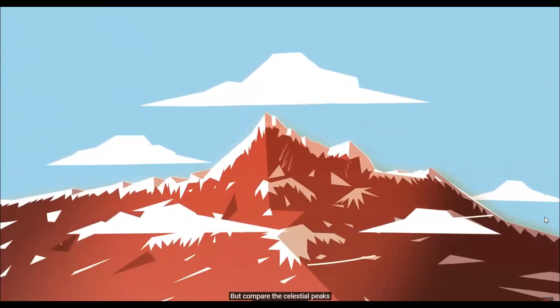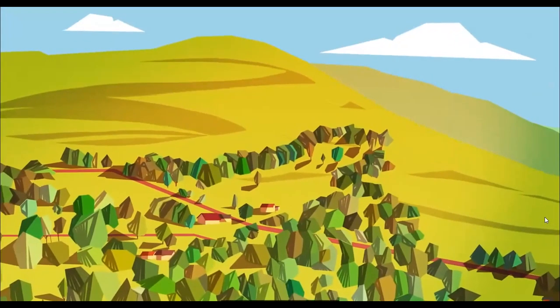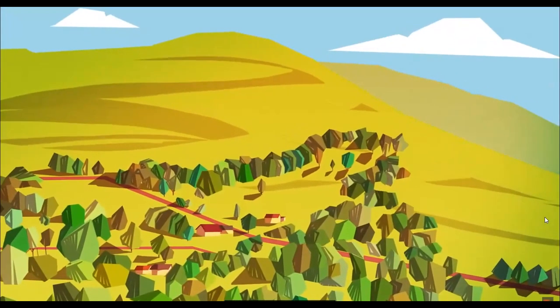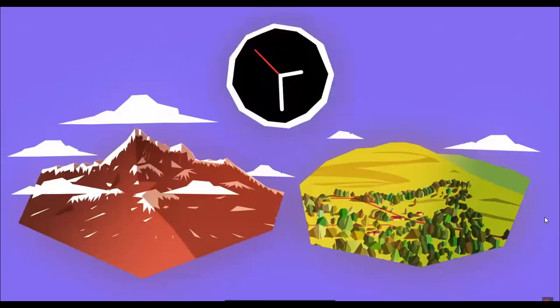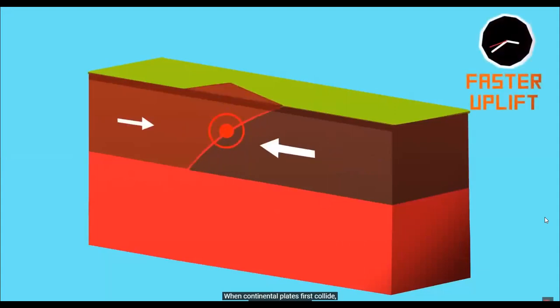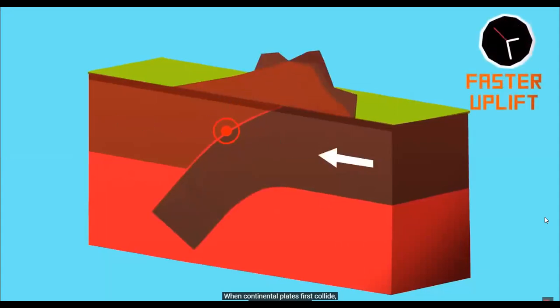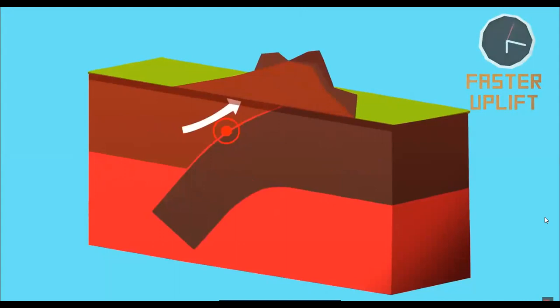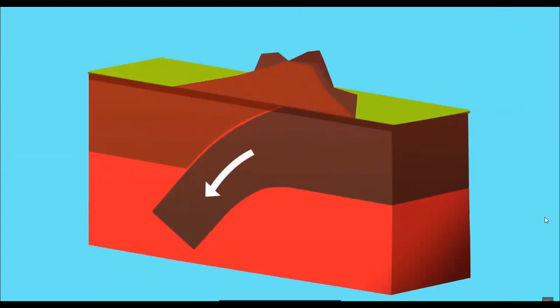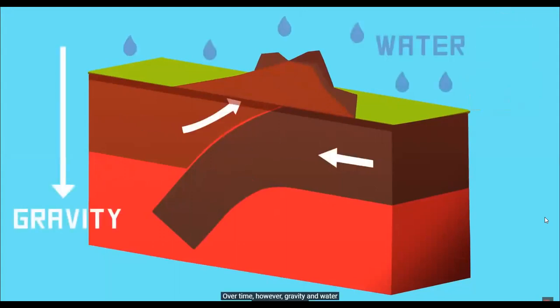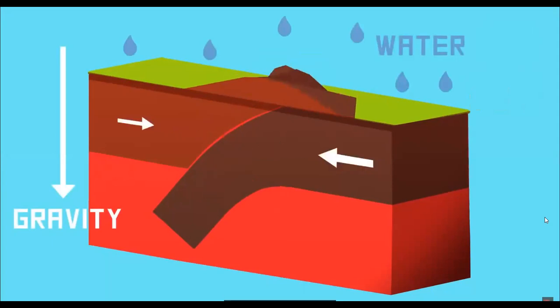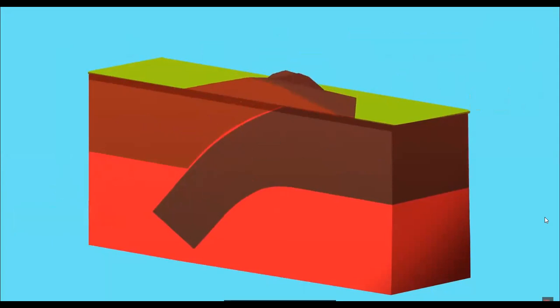But compare the celestial peaks of the Himalayas to the comforting hills of Appalachia. Clearly, all mountains are not alike. That's because time comes into the equation too. When continental plates first collide, uplift happens fast. The peaks grow tall with steep slopes. Over time, however, gravity and water wear them down. Eventually, erosion overtakes uplift, wearing down peaks faster than they're pushed up.